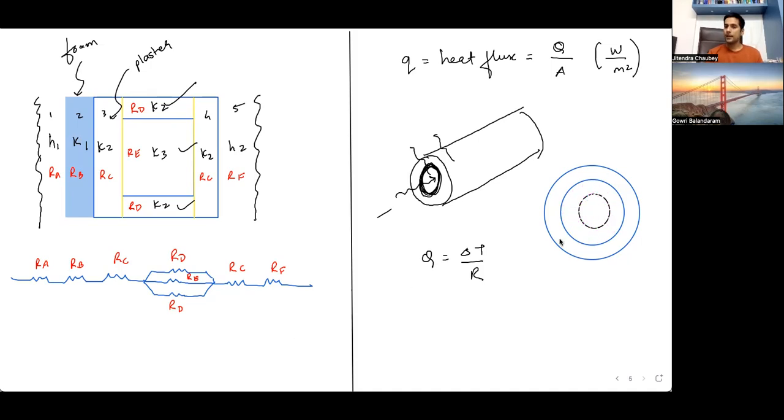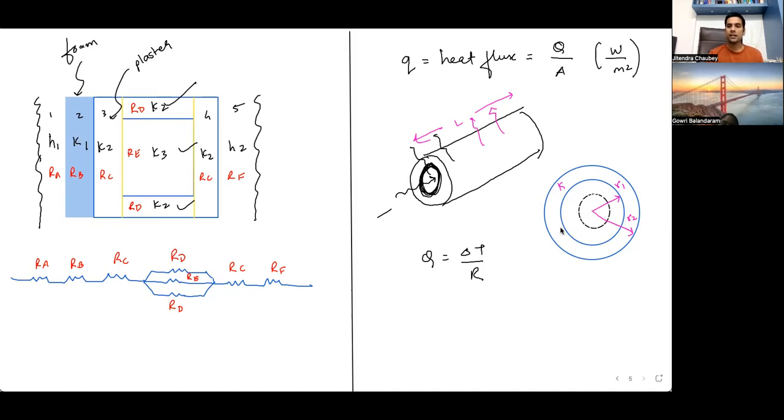So this is a pipe. This pipe will have some inner radius, let us give the notation small r1, and outer radius small r2. Again, the pipe is made up of some material, so it will have some conductivity K. The pipe will have length L. So there will be heat transfer radially, in the radial direction.